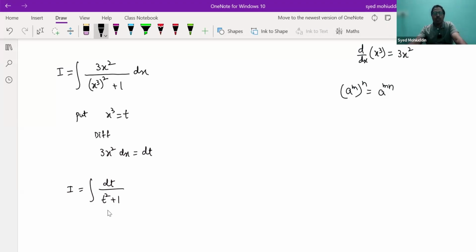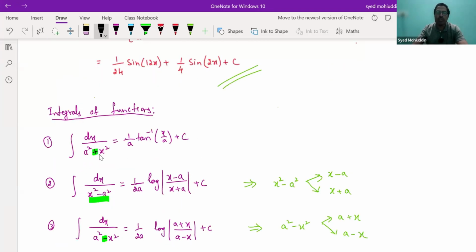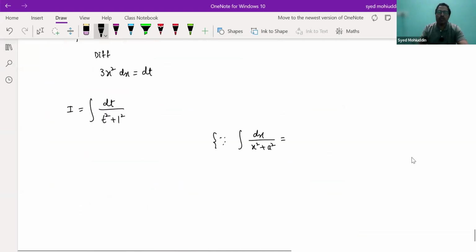If you observe now, can we check which formula this is? Is it not in the form of t square plus 1 square? So we know this formula. It is the integral of dx by x square plus a square, or a square plus x square. That is the first formula I had given you. Remember, a square plus x square or x square plus a square both mean the same. So what is the formula you have? 1 by a tan inverse of x by a.